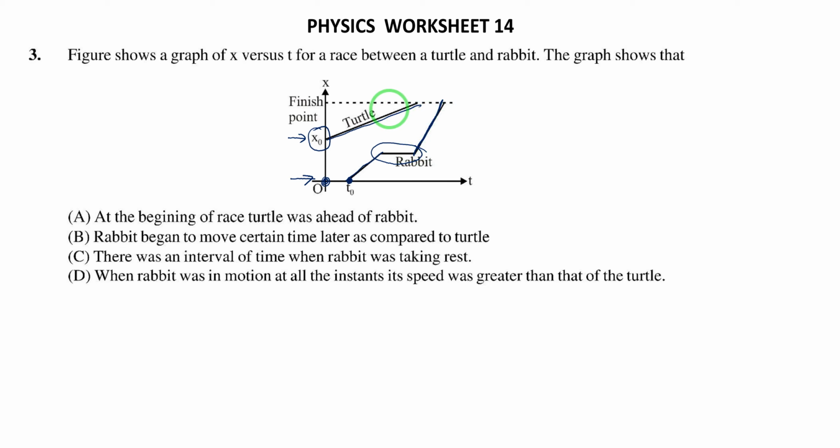Now from this observation, the option A is correct. At the beginning, turtle was ahead of the rabbit. Rabbit began to move a certain time later as compared to the turtle. Yes, it is. There was an interval of time when the rabbit was taking rest. Yes, at this position. When the rabbit was in motion, the speed was greater than that of the turtle. Yes, that is also true, because in both the cases the slope is higher.